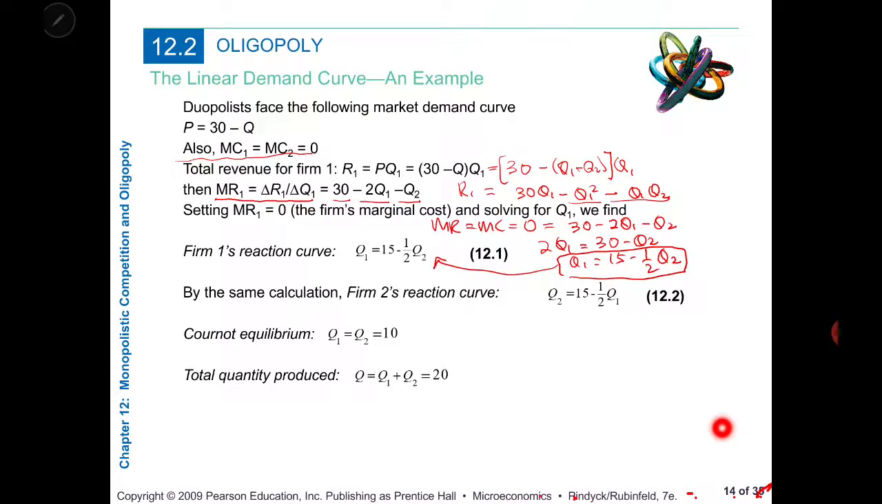You can do the same for firm 2. From the perspective of firm 2, you can develop all this and you will end up with firm 2's reaction curve, which has a similar structure because of their identical size and cost structure. So we've seen the Cournot equilibrium to be the intersection between the two reaction curves. So Q1 equals Q2. The equilibrium condition will be Q1 equals Q2.